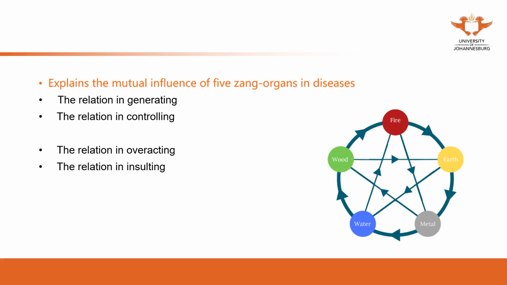Previously, we said that the earth can control the kidney. The spleen can control the kidney to avoid the edema. However, in some situations, the spleen is weak, the spleen deficiency, and then the patient presents with edema. In this situation, we say the earth is insulting the kidney. The earth is insulting the water.